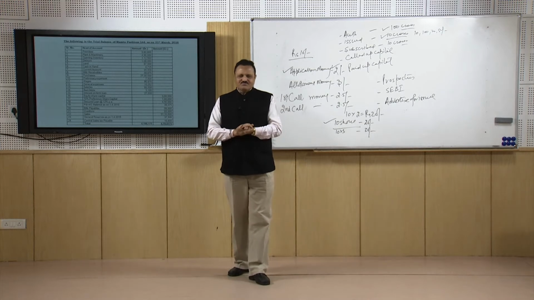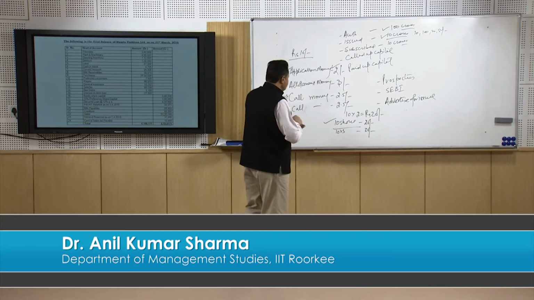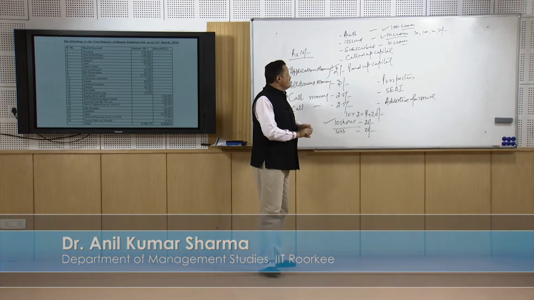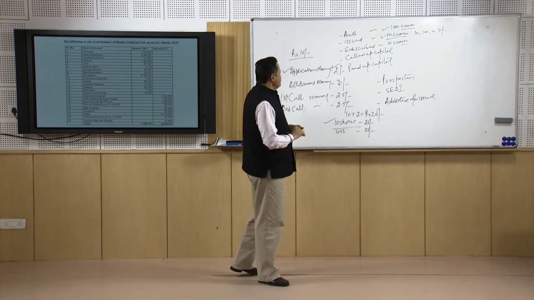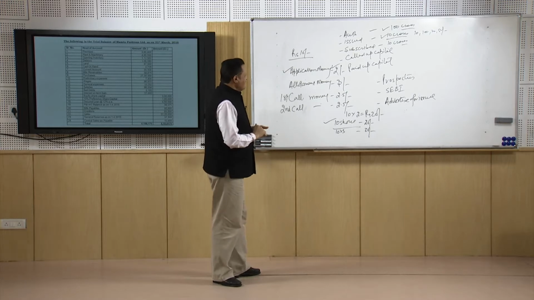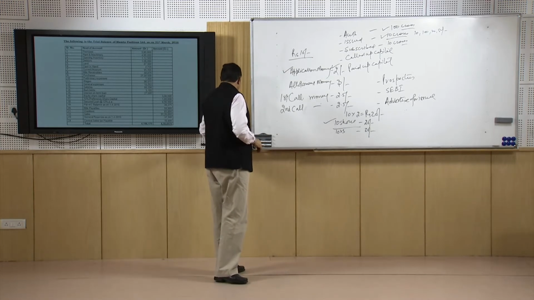Welcome students. So we are discussing the process of issuing the shares in the market and about the different types of the share capital, that is authorized capital, issued capital and subscribed capital. Now we will be talking about the called up capital.